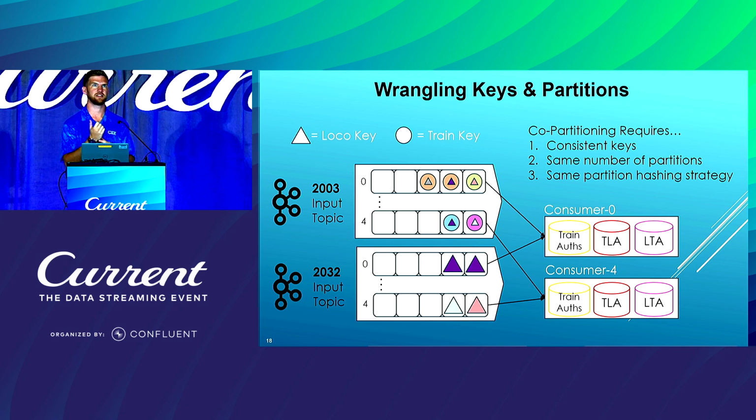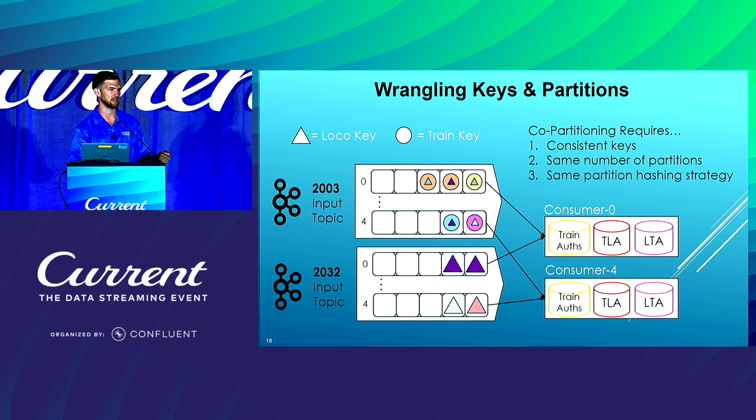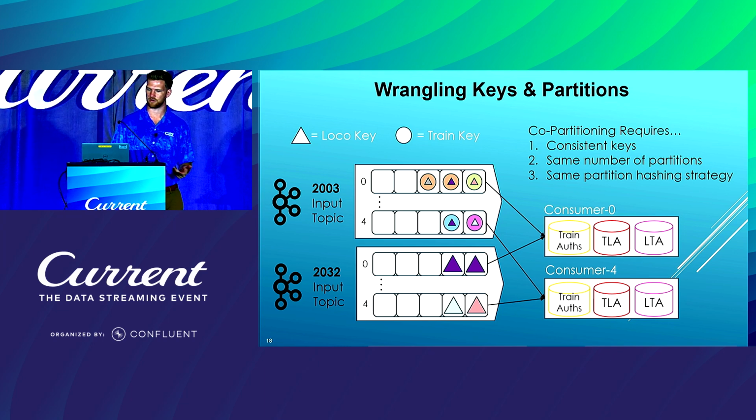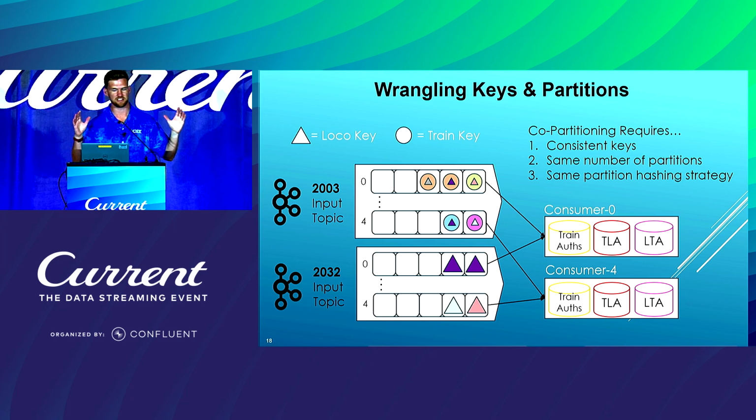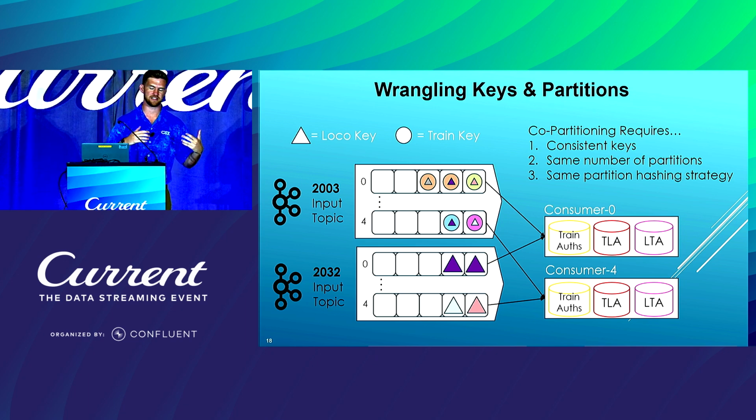But effectively, in order to appropriately affect your train state, when processing an event for a train, you need to make sure that record is being consumed by the pod which holds that train state. To do this, you need to copartition your data, which requires the keys to be consistent. Your train IDs need to match. You have to have the same number of partitions so that the data is all bucketed evenly. And the same partition hashing strategy just means your keys need to be consistently assigned to those buckets.